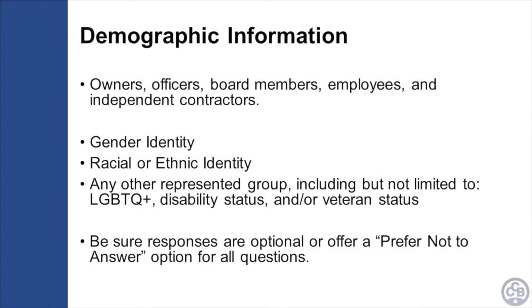You'll want to include the following information but should make any response optional: gender identity, racial or ethnic identity, any other represented group, including but not limited to LGBTQ+, disability status, and/or veteran status. In addition to making responses optional, you may also offer a prefer not to answer option for all your demographic questions when collecting this information.